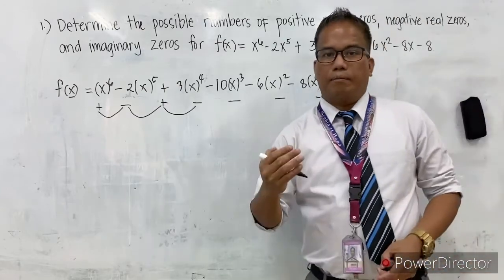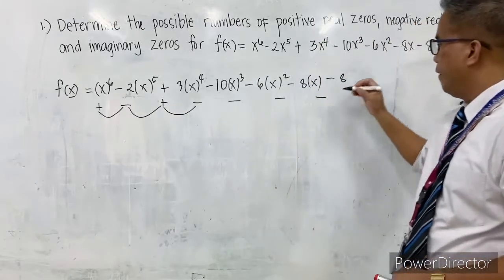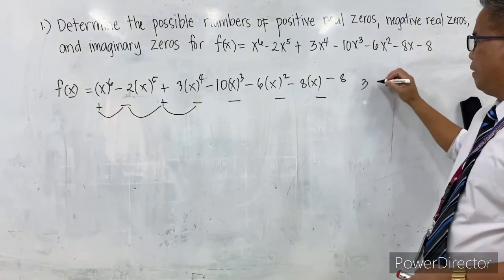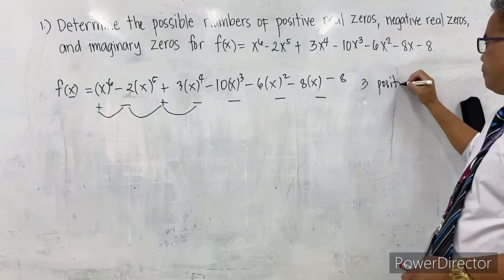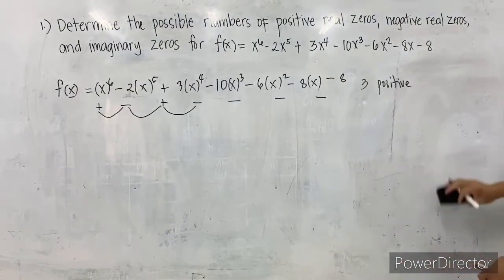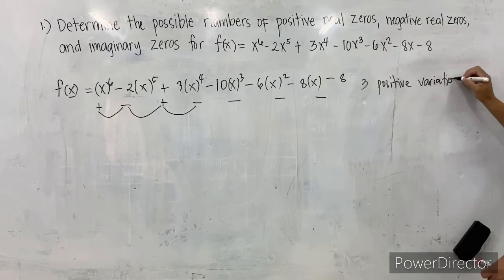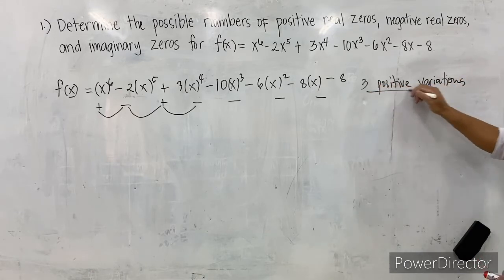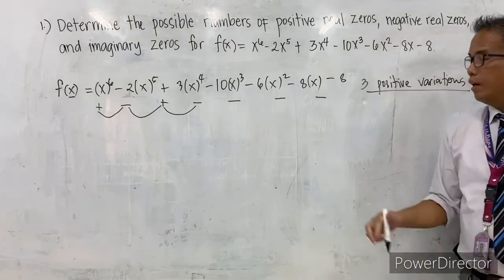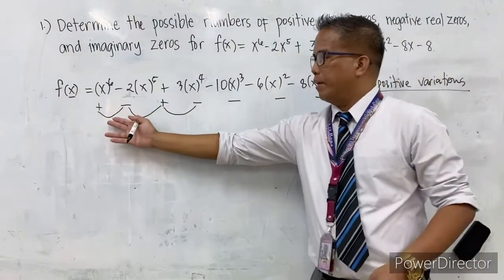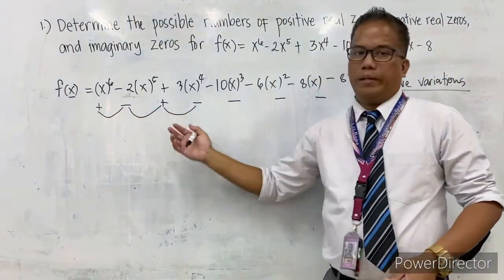So the total here is 3 positive variations. Just write here the number of positive variations. So we have 3. Where did we get the 3? From here: 1, 2, and 3.